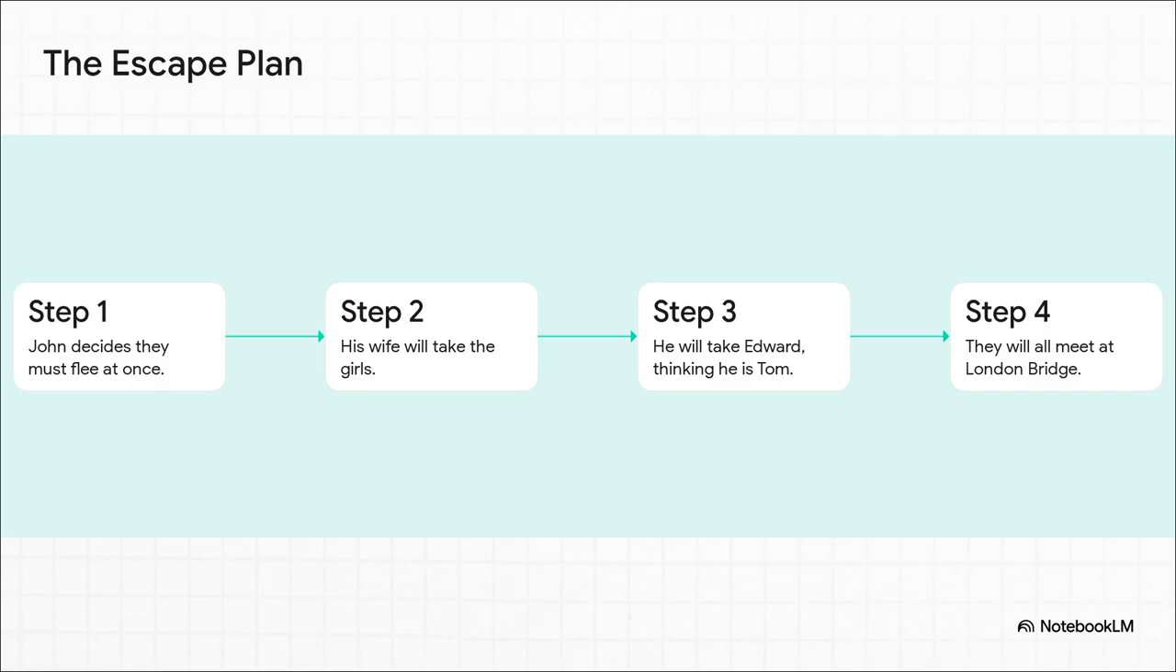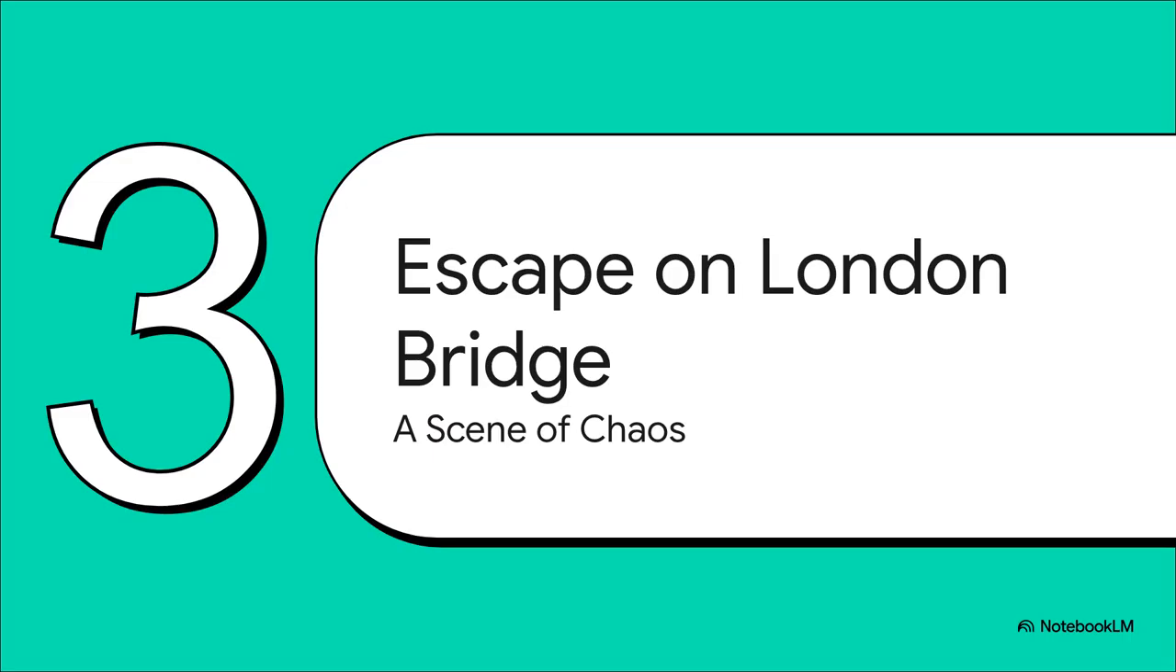The plan is to meet up later on London Bridge. The whole family is just shattered, and poor Edward is getting dragged along as a pawn in this incredibly dangerous game. So they head for London Bridge. But what's supposed to be their meeting point, their place of refuge? Well, it turns into a scene of complete and utter chaos.